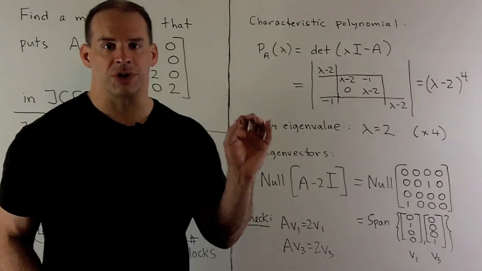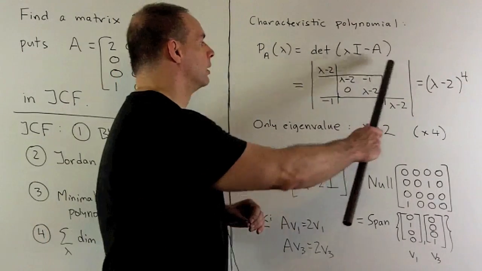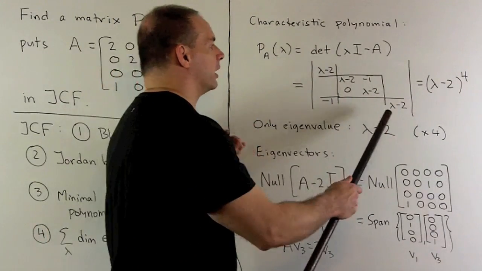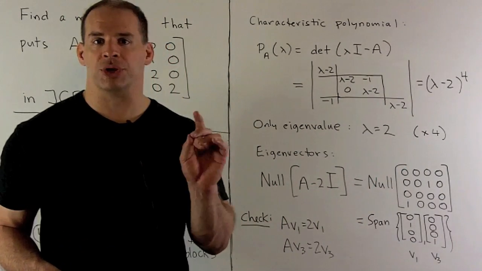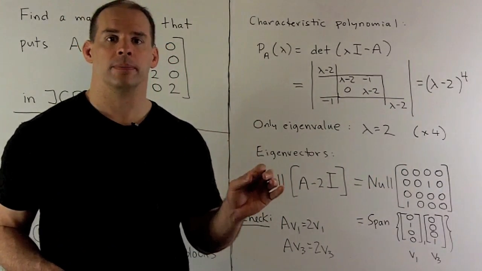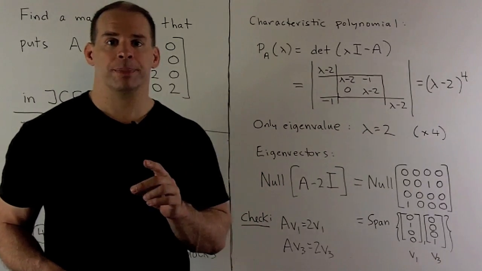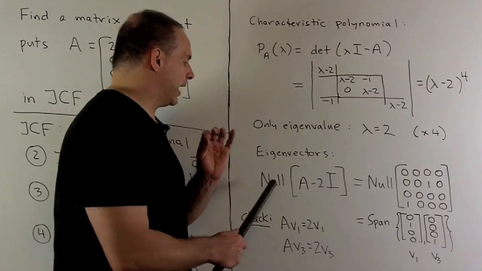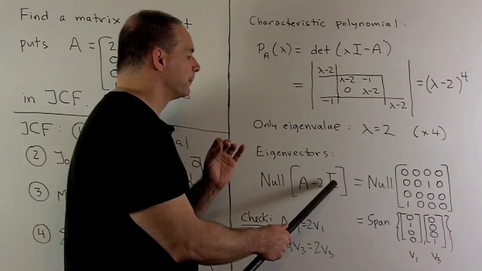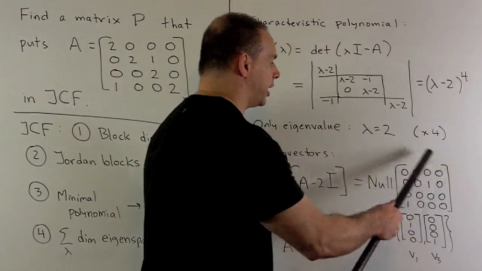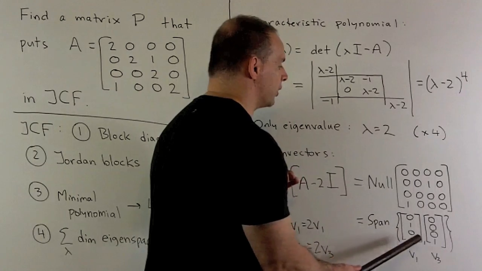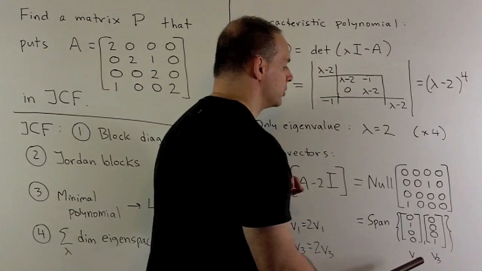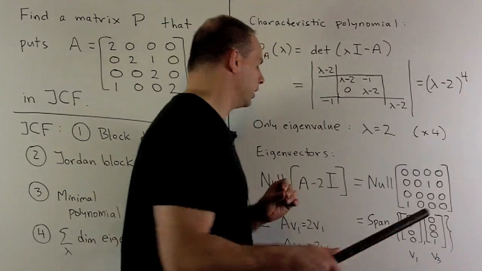So, we set up our characteristic polynomial. When we work that out, we're going to get lambda minus 2 to the 4th power. So we only have one eigenvalue, which is 2 with multiplicity 4. To get the eigenvectors, we set up the null space of the matrix A minus 2I. So that's going to give me this matrix here. So this null space is going to have as a basis (0, 1, 0, 0) and (0, 0, 0, 1). So we'll call these V1 and V3.